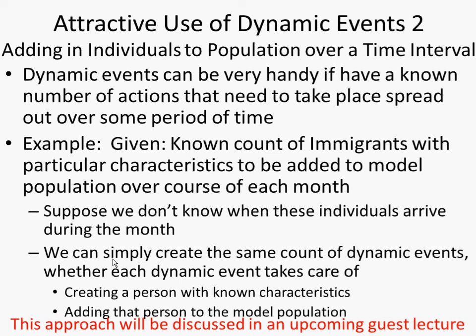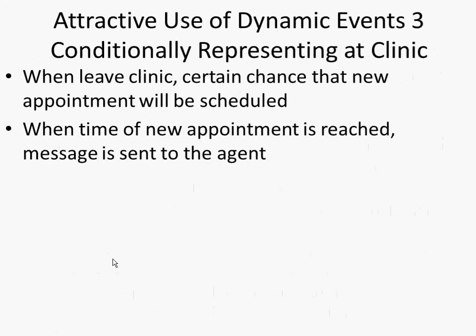So here we schedule a dynamic event on January 1st. We schedule dynamic events for all these people to create them with the requisite characteristics at the appropriate time of the year over the course of the next year. Okay. So here we are using this dynamic event to schedule people who we know should come in sometime during this year at the requisite time.